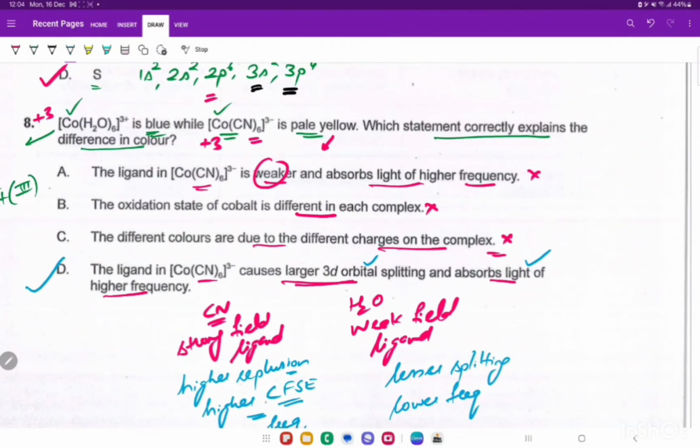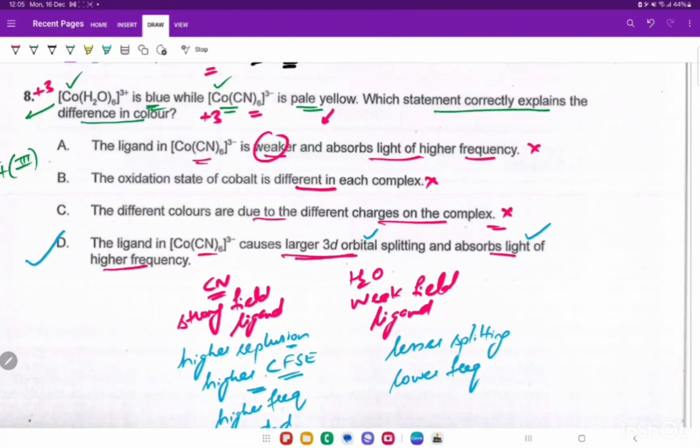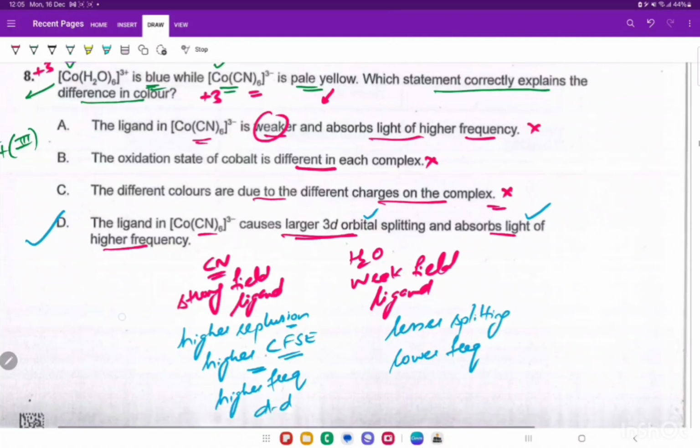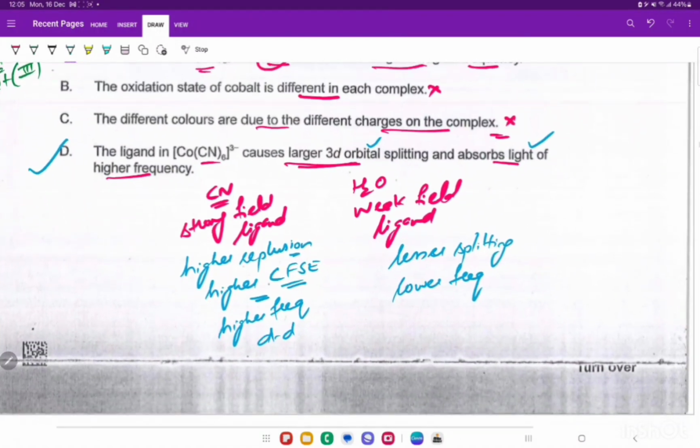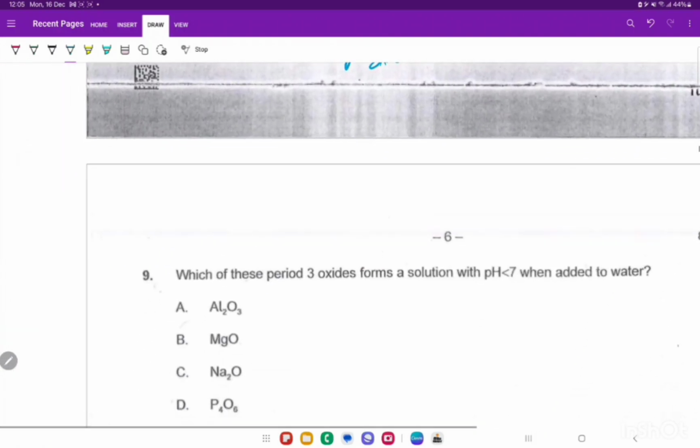It's the weaker ligand, cannot absorb light of higher frequency, wrong. Oxidation state is different in each complex, wrong. Different colors are due to different charges on the complex ion. Charges on complex ion do not control the color, is also wrong. Answer is option D. Next question, question number 9.